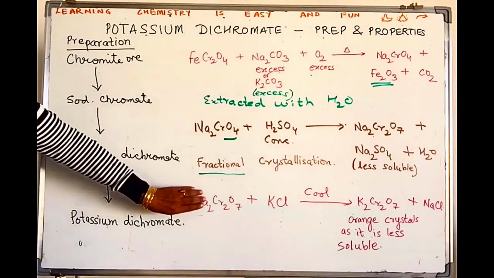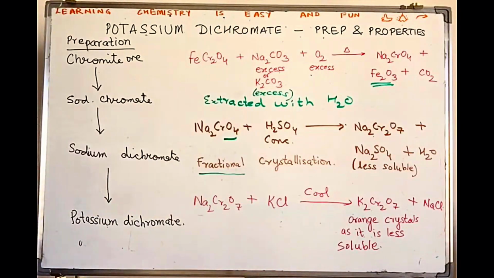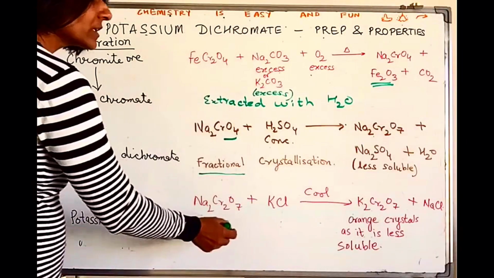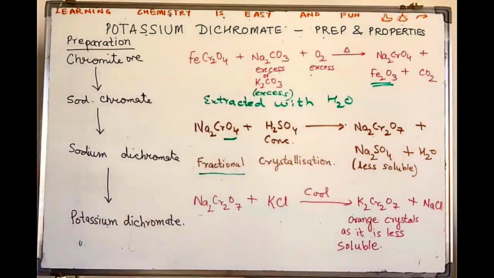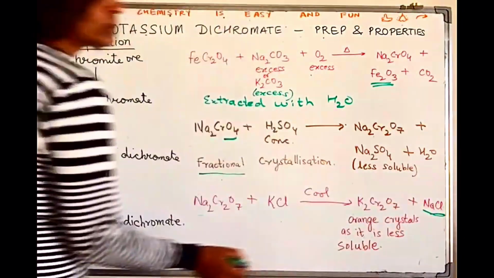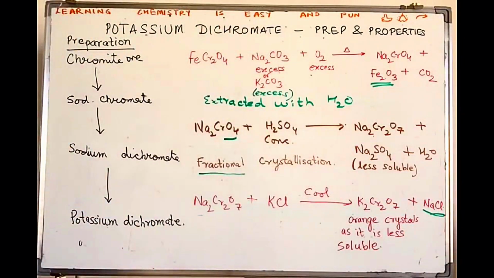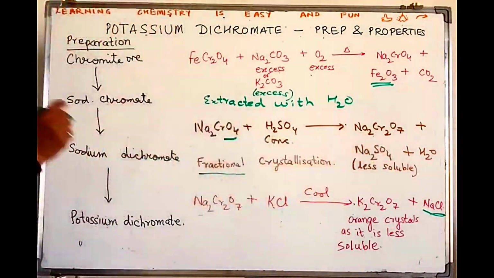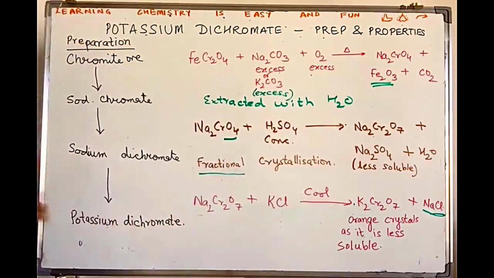Now last step is to replace this sodium by potassium. So I treat it with potassium chloride. We cool the solution. Again, we will use the concept of greater solubility of one compared to the other. Sodium chloride is more soluble, so it remains in the solution. Potassium dichromate on the other hand, compared to sodium chloride, is less soluble, so orange crystals of potassium dichromate will settle down as crystals in the process.